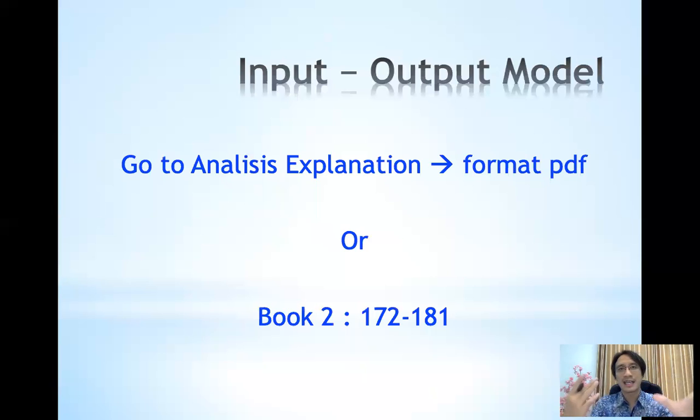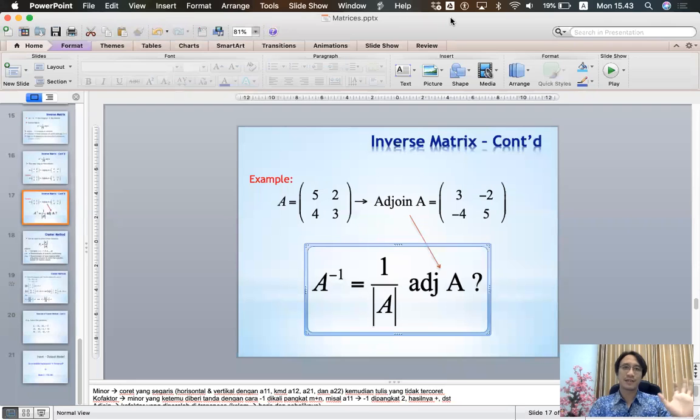And the last implementation of matrix is the input and output model. It will be given to you with the other material. So please wait and you can learn about the input and output model. But basically, the input and output model refers to the inverse matrix. So we learned how to solve the inverse matrix. Then I believe that you can solve the input and output model based on the inverse matrix.